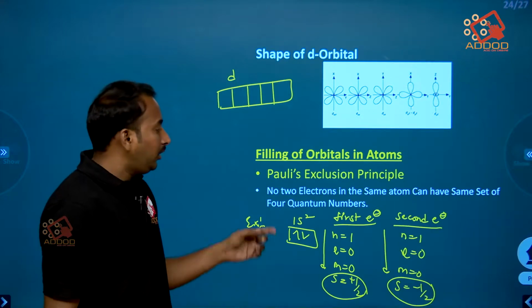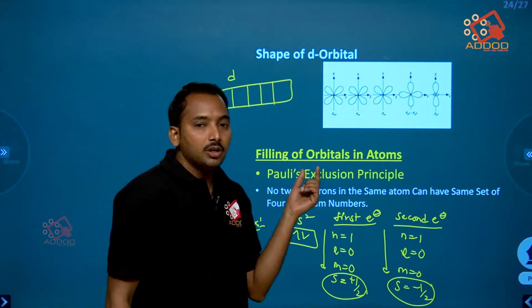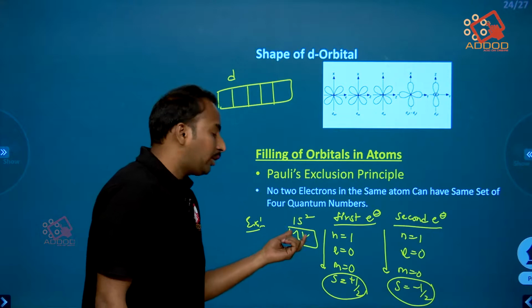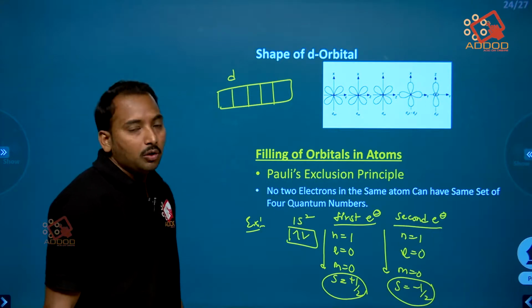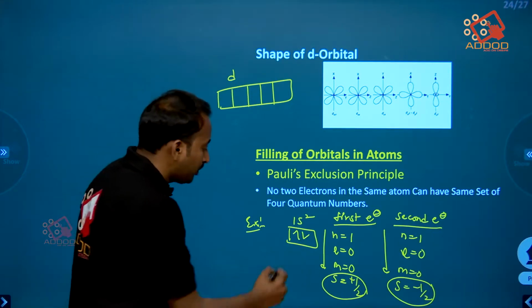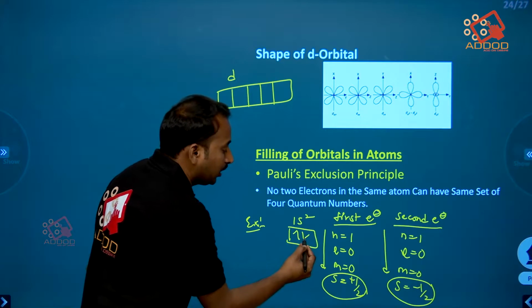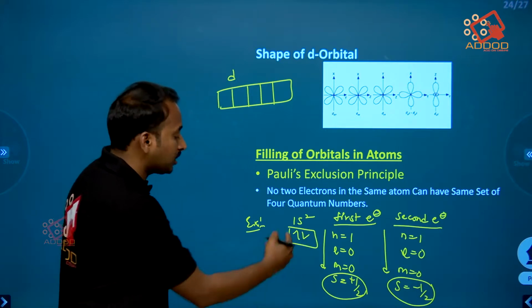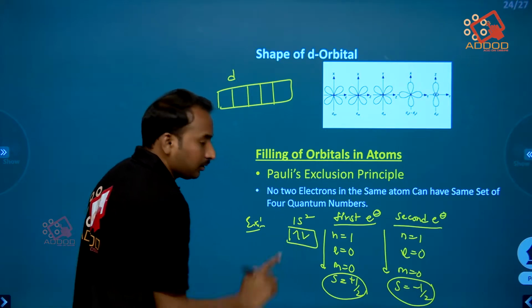Clear? And Pauli's exclusion principle means each orbital accommodates only 2 electrons with opposite spin. Opposite spin means one is plus and the other one is minus. So we can write like that.